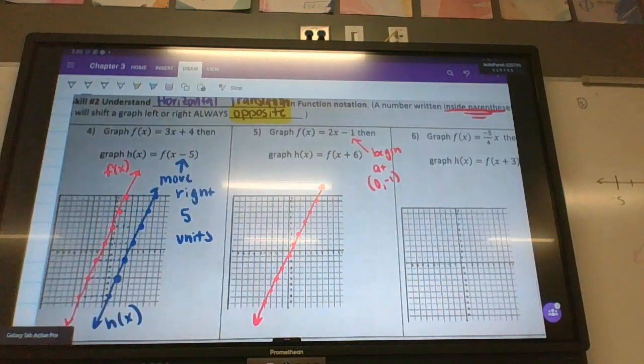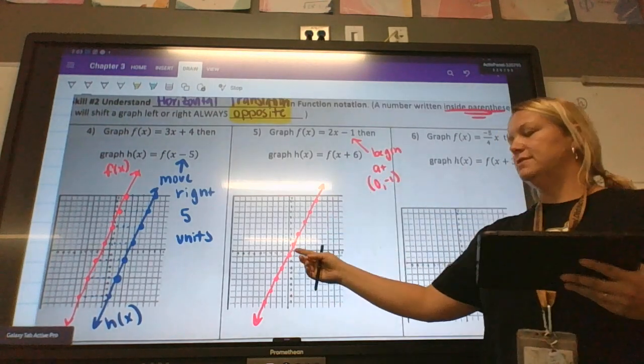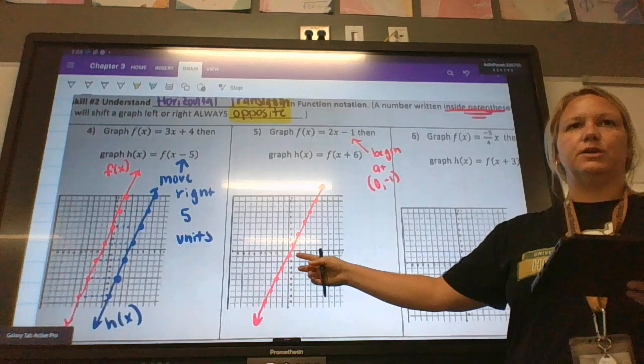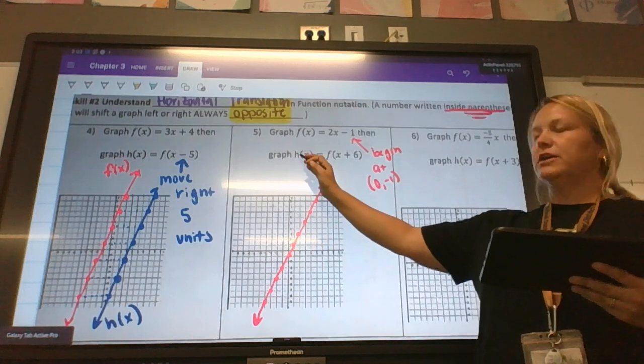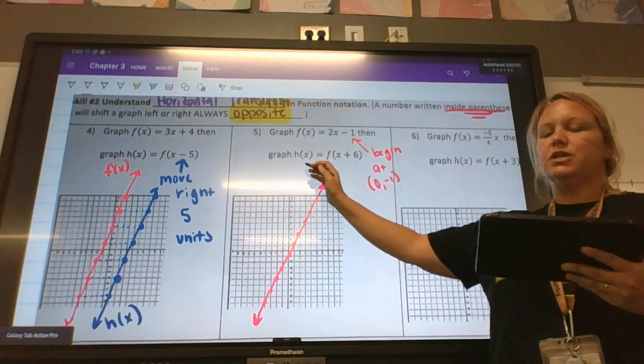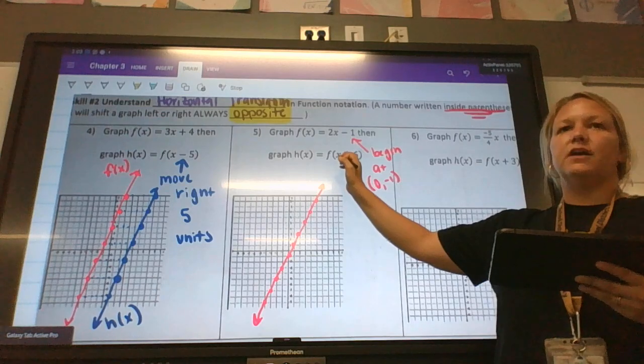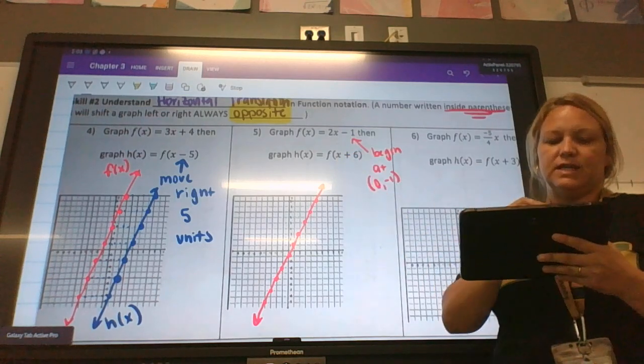Okay, I see you guys are ahead of me. That's so great. You guys are ready for H. So this is the F function starting at -1 and going up 2 over 1. Now I'm going to graph another one called H. And H is the F function moved left 6.